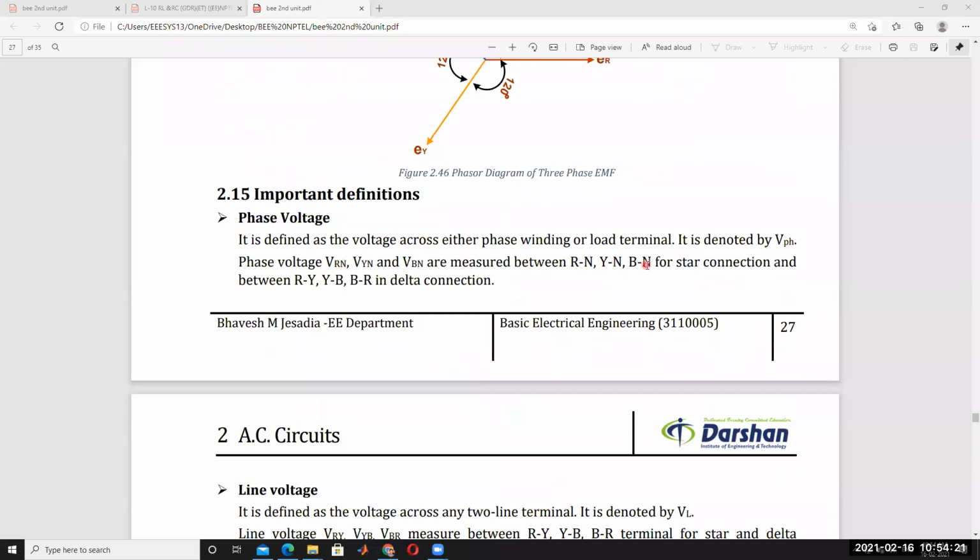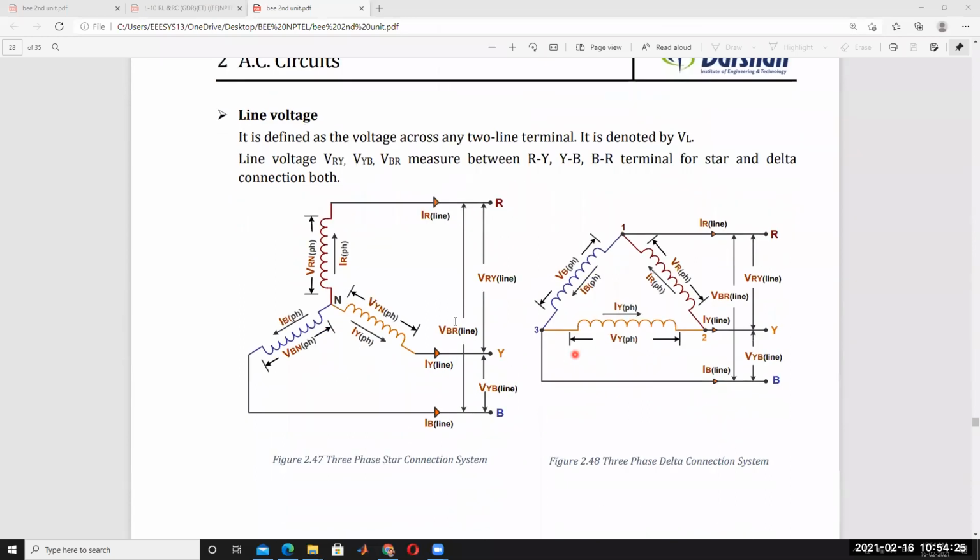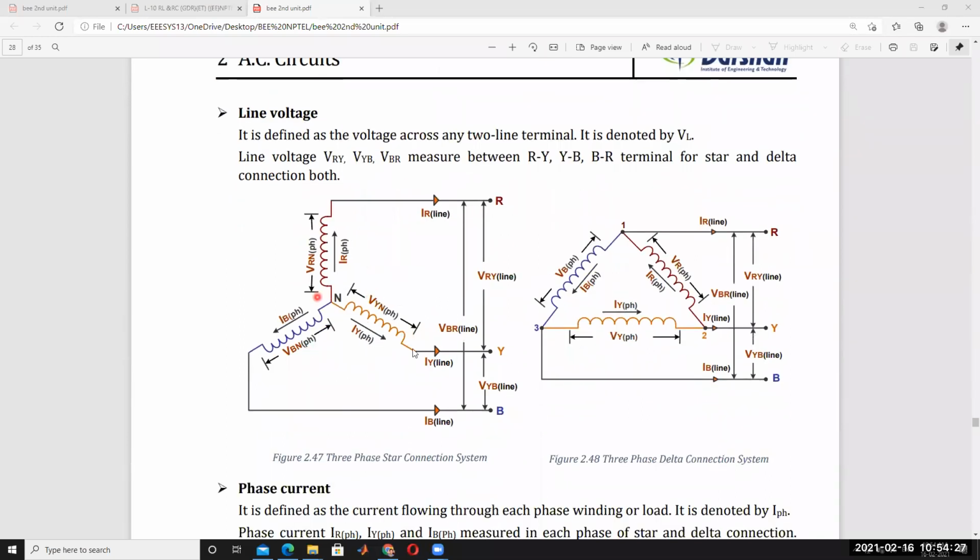There are two types of connections. One is star connection and one is delta connection. This is called star connection, and in the star there is one wire called neutral. Understood? This is called a neutral wire. If the neutral wire is available, you have to draw like this.